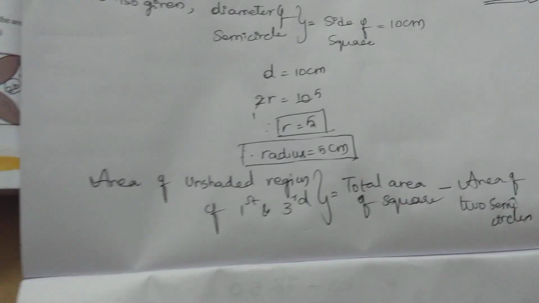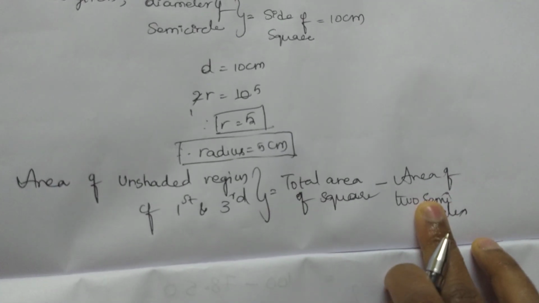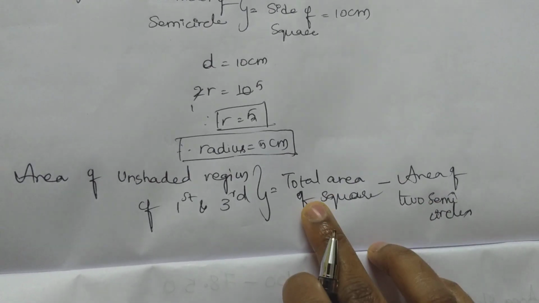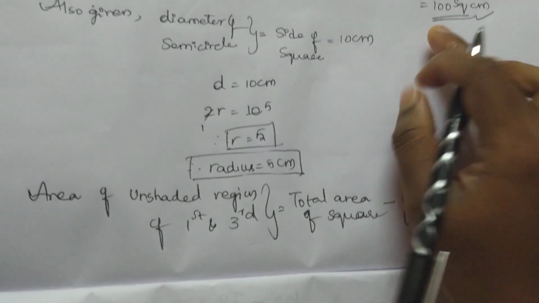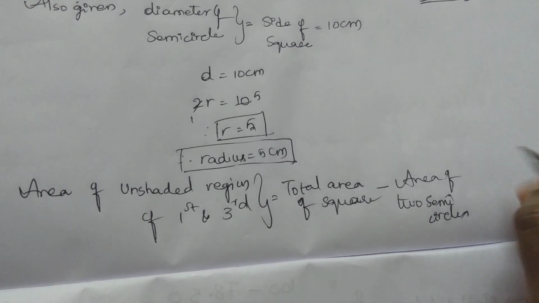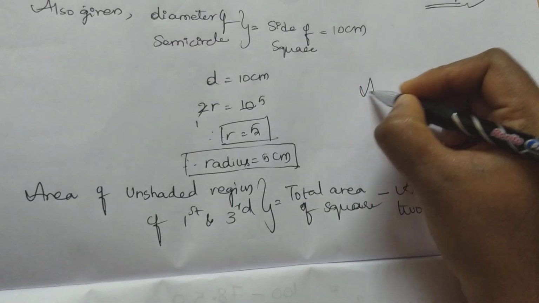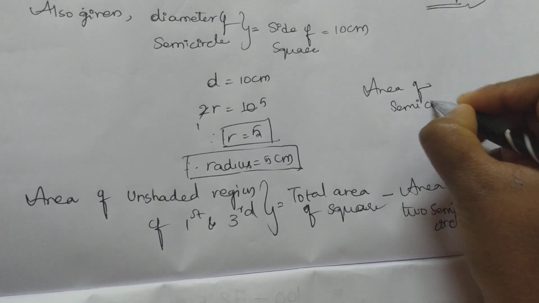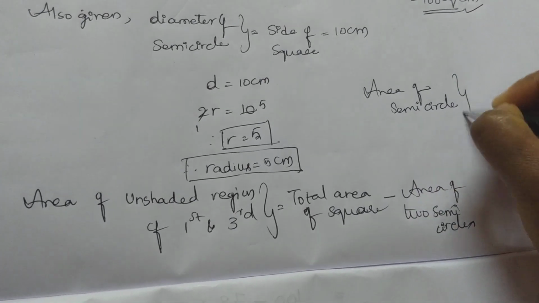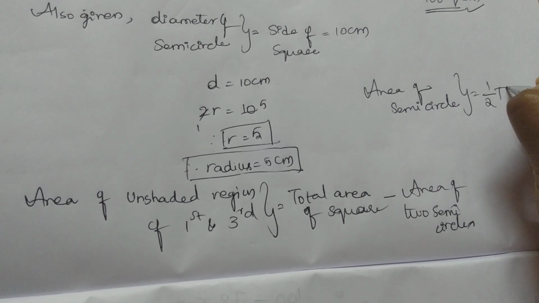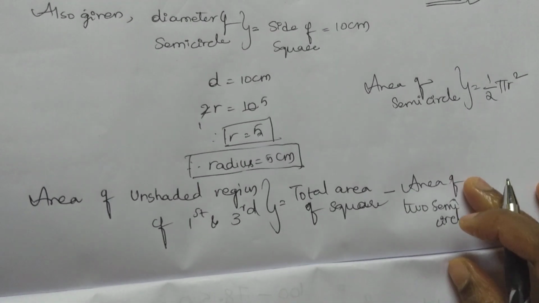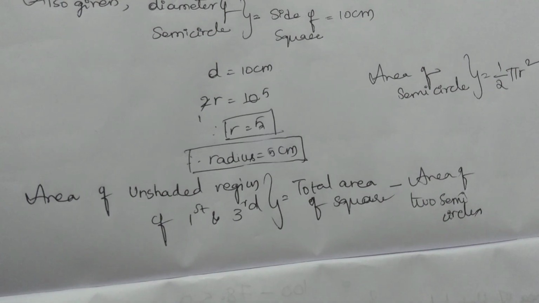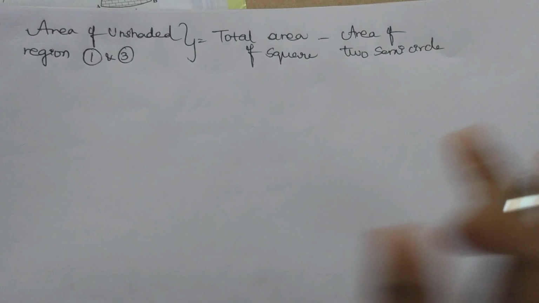Okay. Here, what is the area of a semicircle formula? 1 by 2 pi r square. What is the total area? We got it here as 100, right? So write the same thing here. Area of semicircle is equal to 1 by 2 pi r square. This is the formula. Here for two semicircles, so what can we write here? Let's continue in the next page.